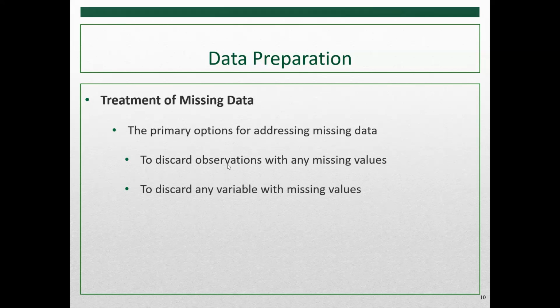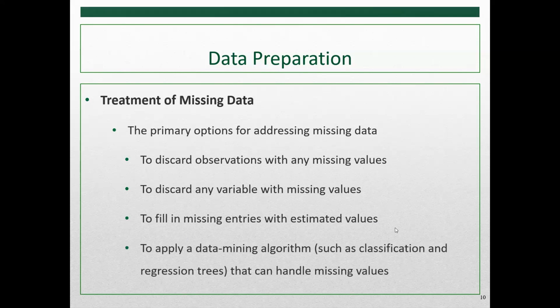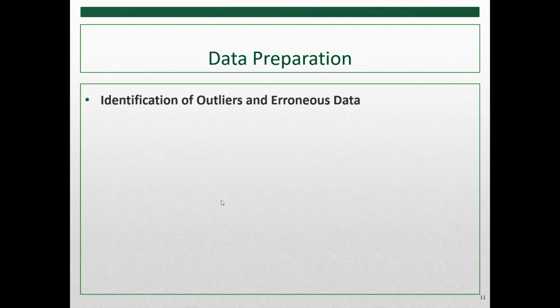Discard any variable. A variable is a column. So you can discard any variable with missing values. Or fill the missing entries with an estimated value, for example, putting in the average or using predictive analytics to approximate a column. Or you can also use classification or clustering to handle the missing values, like the one that I mentioned. You can use regression, or you can use other machine learning to predict the missing values in the data set. So depending on how much is missing, you can choose any of these options.